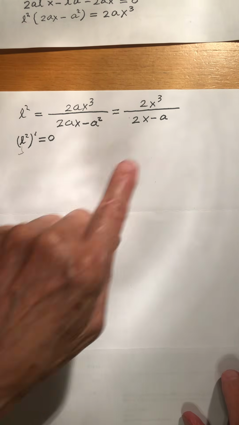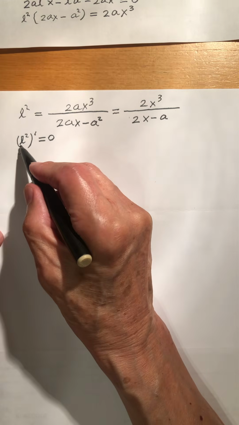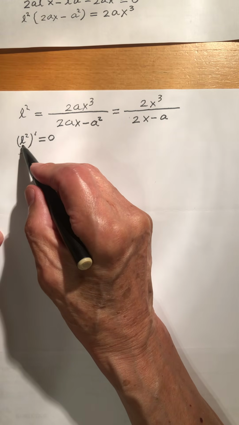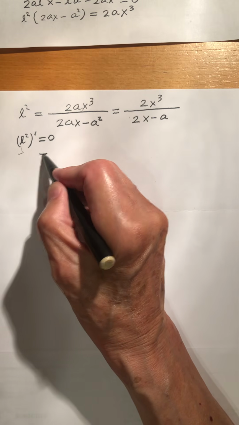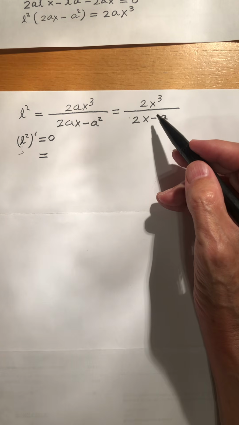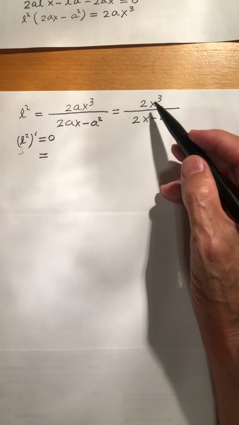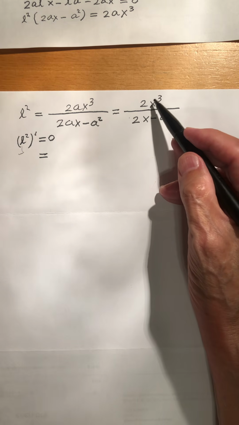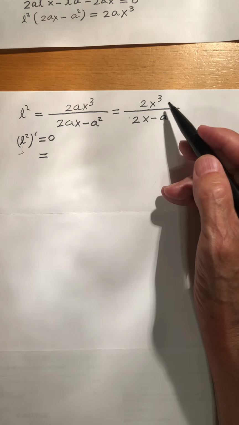Okay, you don't need to take the square root of that. So what is the derivative of L squared? The derivative of L squared, so we use the quotient rule. This is u divided by v. The quotient rule says u prime v minus v prime u, divided by v squared.